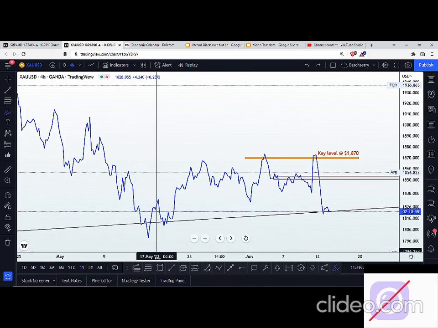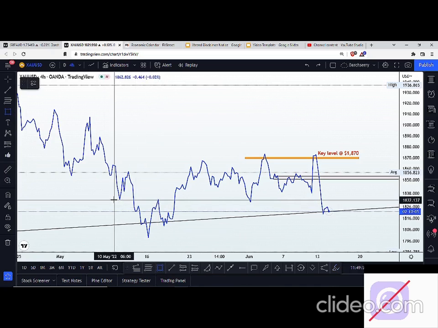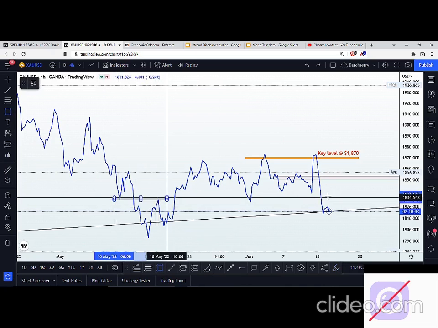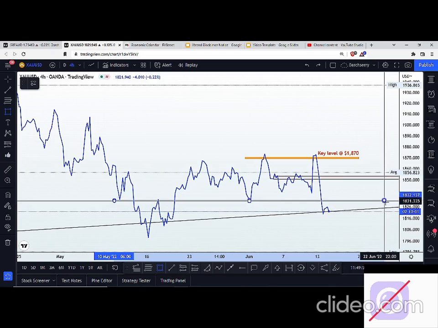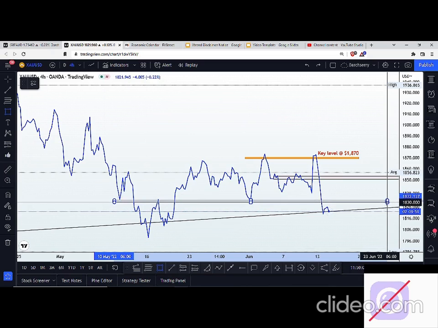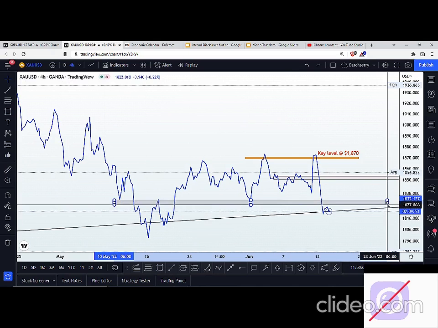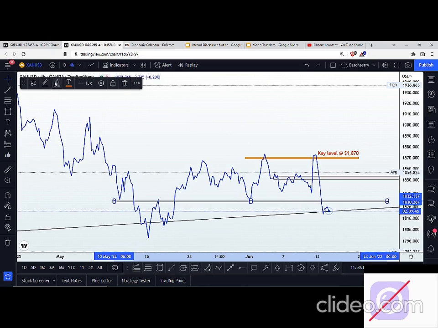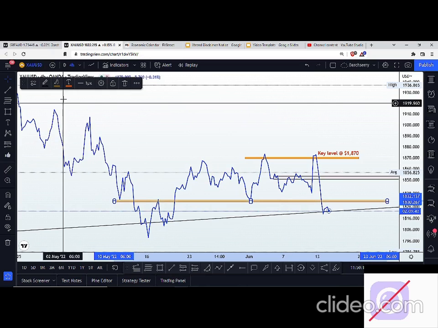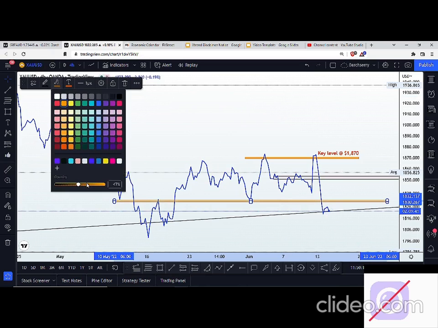So if you allow me, let's bring out this rectangle and let's draw out our key level and place it around $1,830. So that's around, I think, $1,830 is most appropriate for our key level. Hold on a second. Okay, we have that. Let's give it a gold color. Let's make it a little bit thicker.